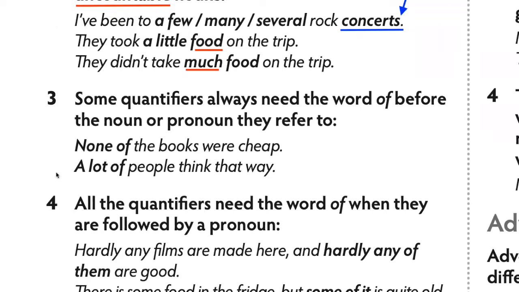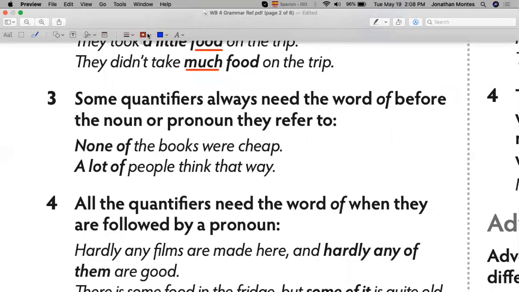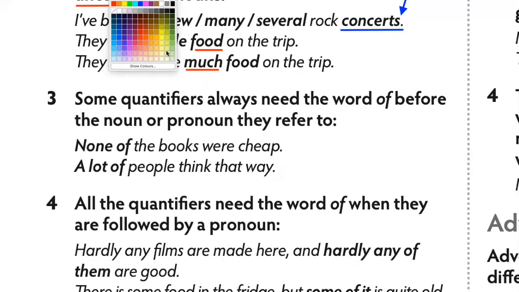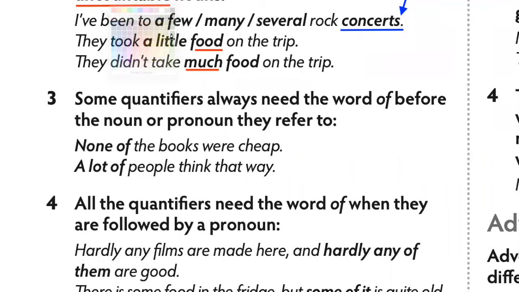Read the next one, number 3. Some quantifiers always need the word of before the noun or pronoun they refer to. None of the books were cheap. A lot of people think that way. Okay, thank you. Denilson, what we just read is the use of this guy right here.